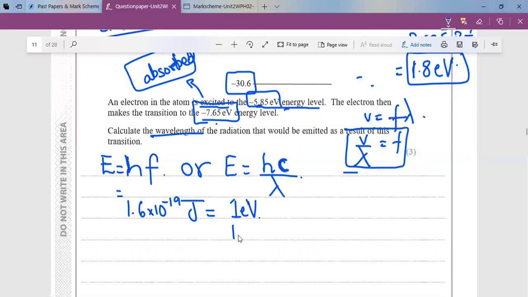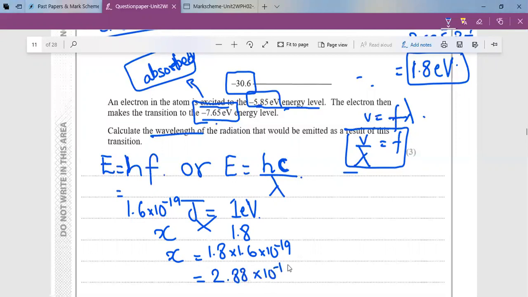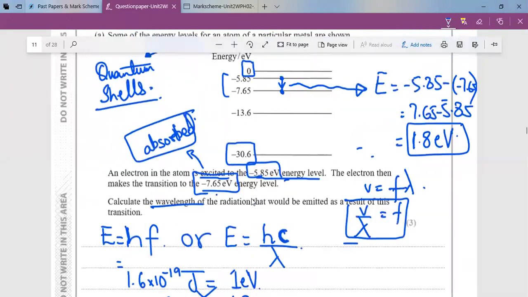So 1.8 electron volts is equal to how many joules of energy? Can you calculate that, please? Two point eight eight into 10 to the power minus 19. All right, you've got the total energy, the value for E. Now all you need to do is find the value for lambda and you'll get your wavelength.